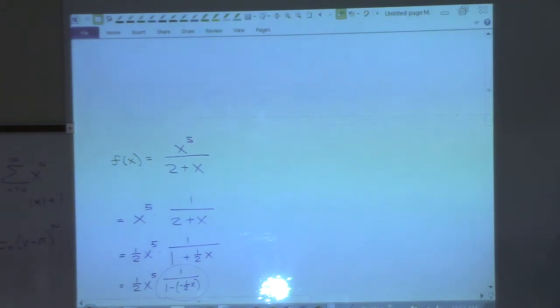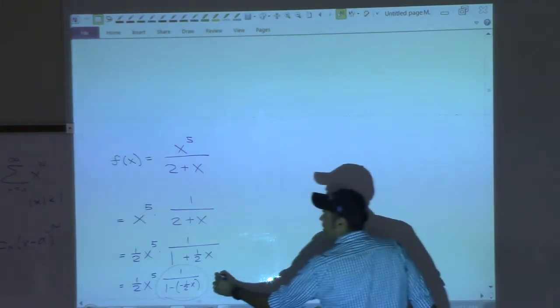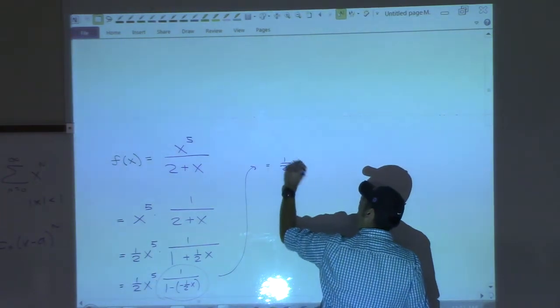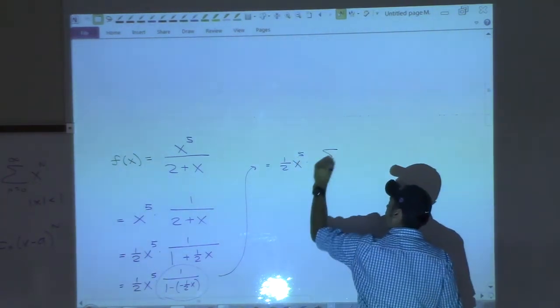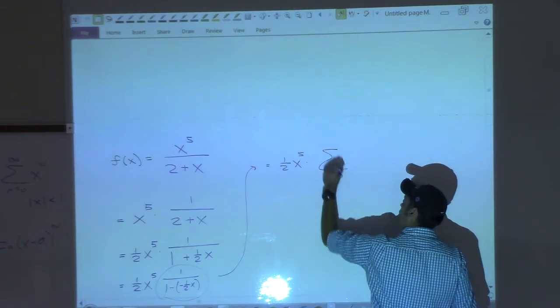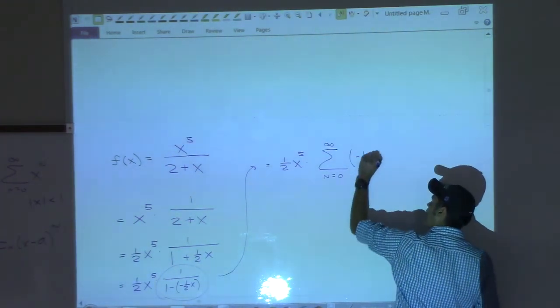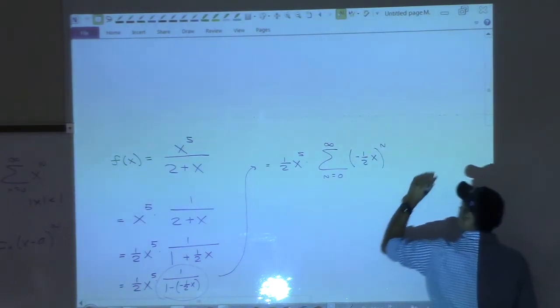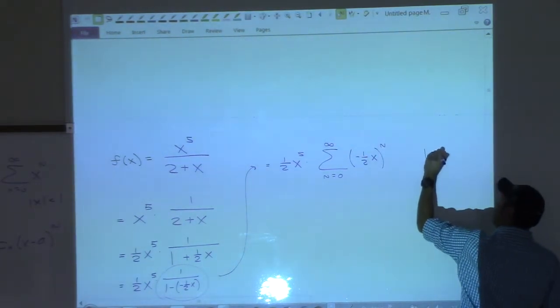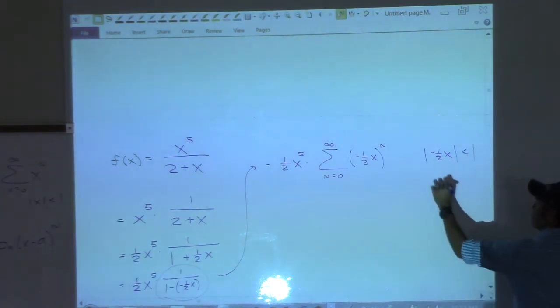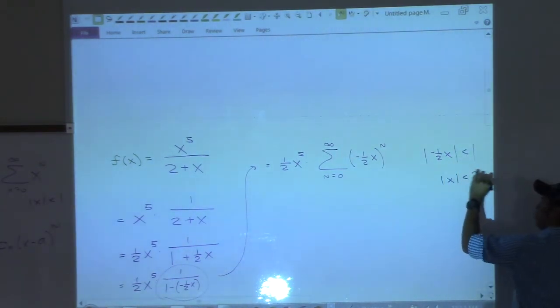And this piece right here can be rewritten using the power series. Do y'all agree? So this is all going to become 1/2 x to the 5th times the sum n equals 0 to infinity of negative 1/2 x to the nth power, and this is only valid if the absolute value of negative 1/2 x is less than 1, which means the absolute value of x must be less than 2.